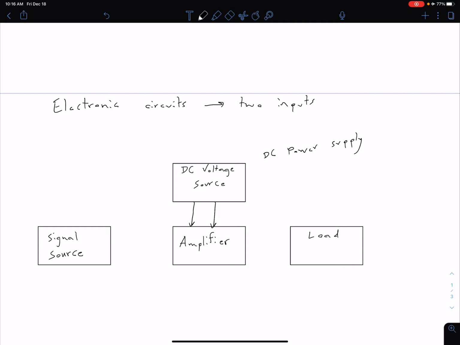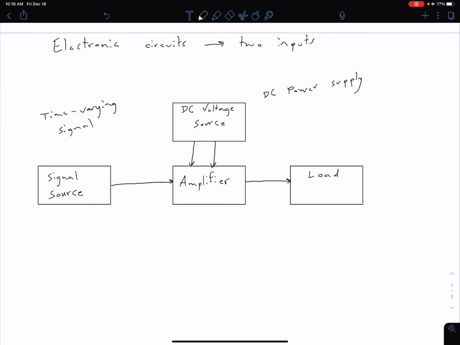Our second type of input is going to be some time varying signal. This is, of course, what we're going to be wanting to amplify. So we also have this going into our amplifier. Now we have our amplifier, which is going to be outputting the signal to some load. The example that it gives in your textbook, for our signal source, maybe we have some type of music player, so it's a little outdated, so they say a CD player, but some other type of music player as well. That's going to send a low power signal to the amplifier.